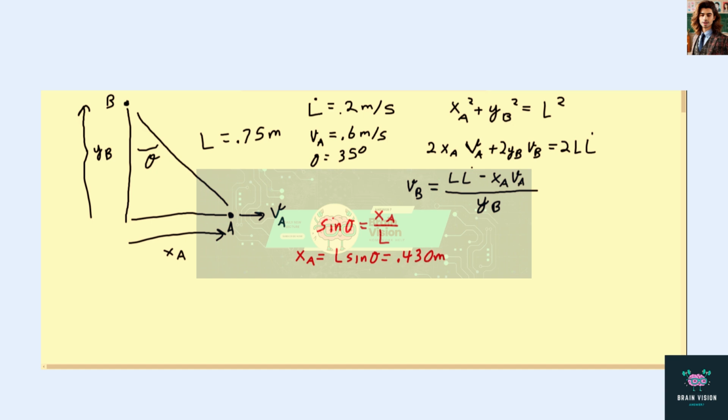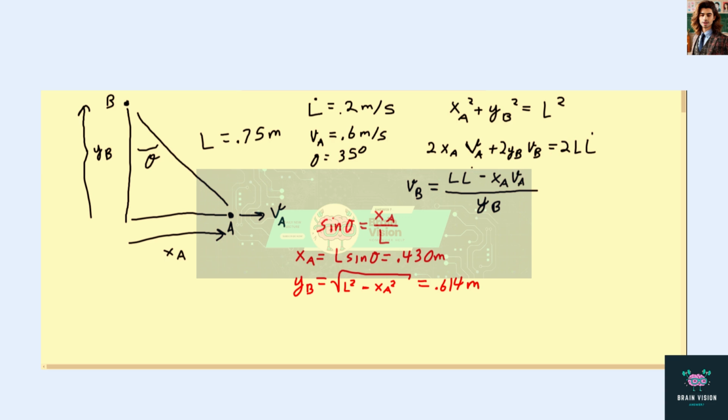We can do something similar for yb. We can either use the cosine or we could use the Pythagorean theorem. Up here, we already have the Pythagorean theorem written down, so I'll just start with that. So yb equals the square root of L squared minus xa squared. If we put the numbers in, this should give us about 0.614 meters.